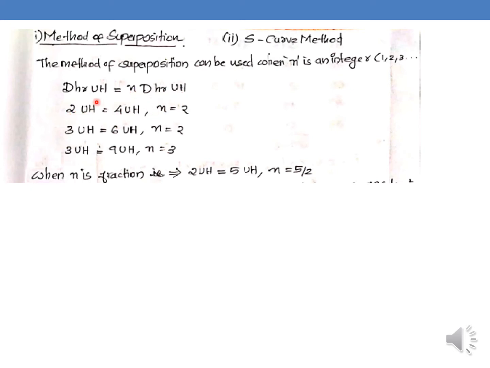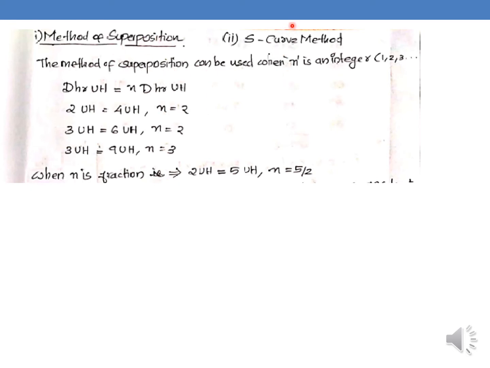If 2 hour unit hydrograph is given, you are asked to convert that to 4 hour unit hydrograph, n value is 2. Similarly, 3 hour unit hydrograph is given and 6 hour unit hydrograph is asked, then 6 divided by 3, that is 2. You can see that this n value is an integer, it is not a decimal value. You can use the superposition method.